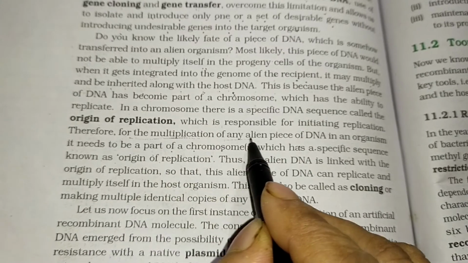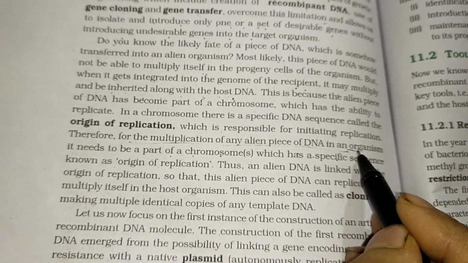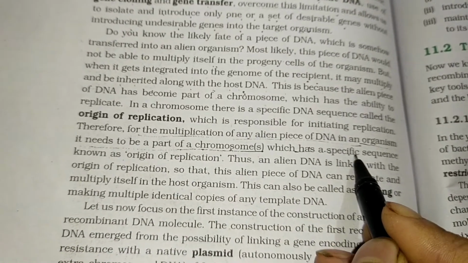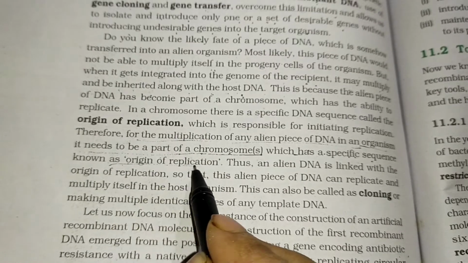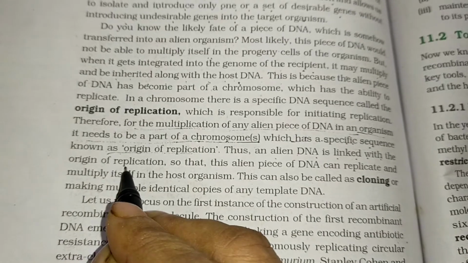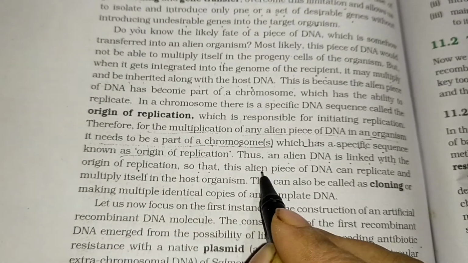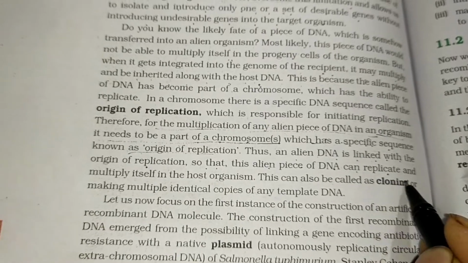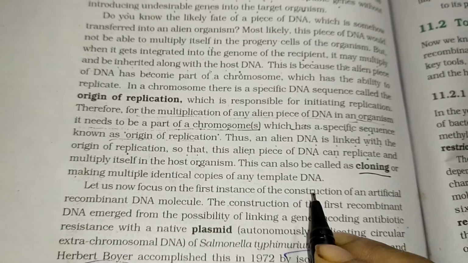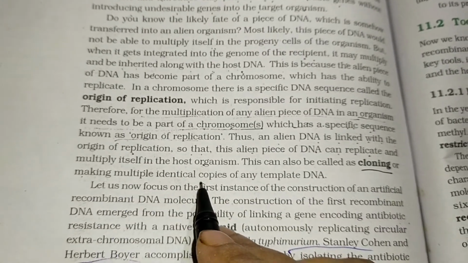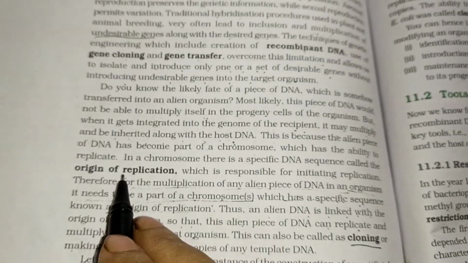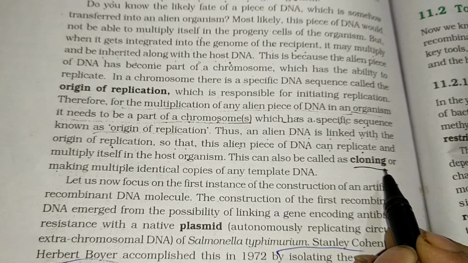For the multiplication of any alien species of DNA in an organism, it needs to be a part of chromosomes which has the specific sequence known as origin of replication. Thus, an alien DNA is linked with the origin of replication so that this alien piece of DNA can replicate and multiply itself in the host organism. This can also be called cloning, making multiple identical copies of any template DNA. So origin of replication is there, as well as the cloning process.